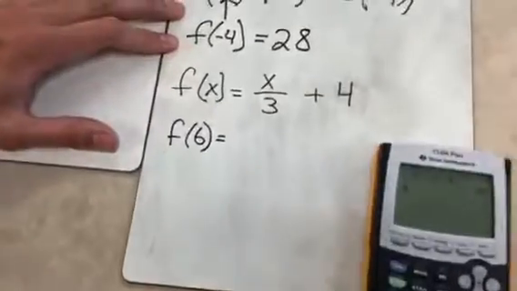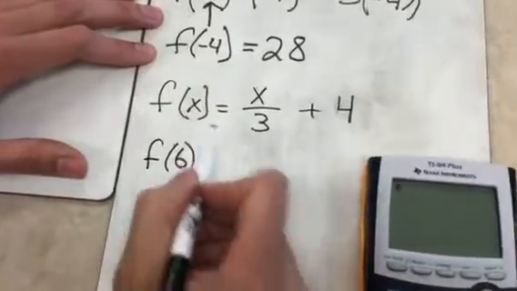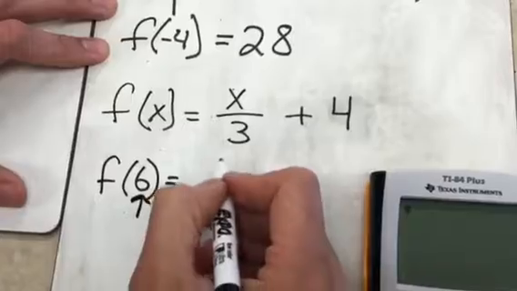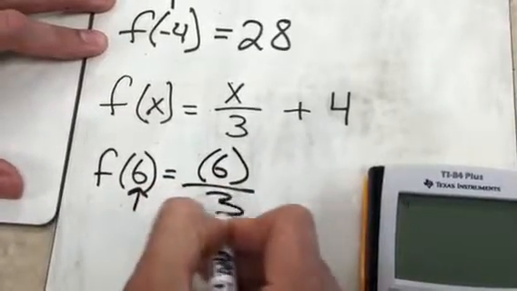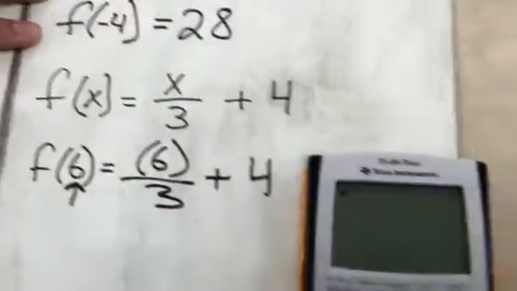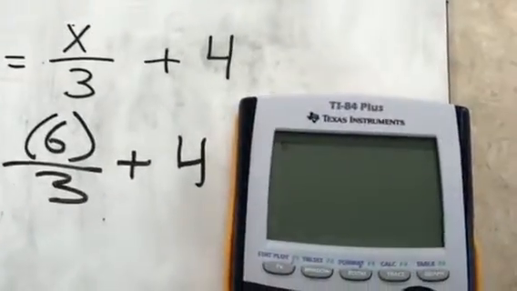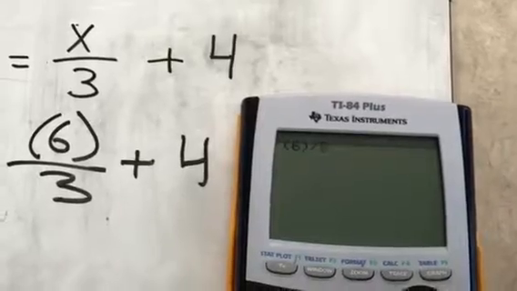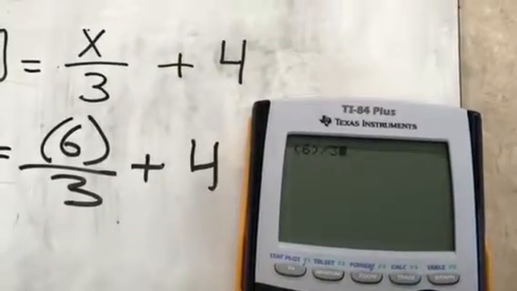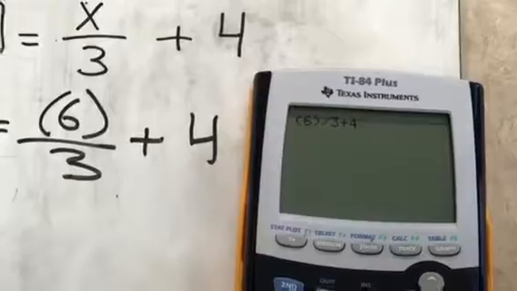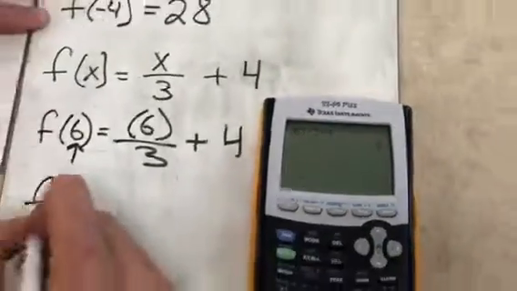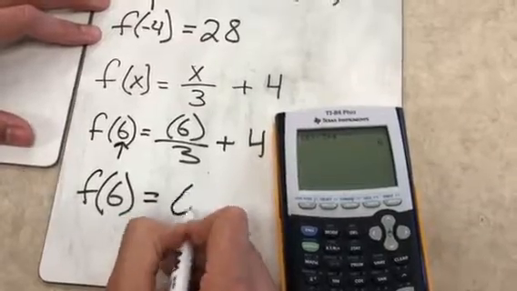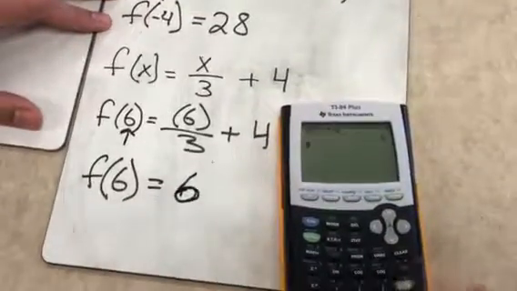All right, one last one. We're going to do this really quick. I'm going to figure out what my output is for the input of 6, and I substitute 6 in for my x. And in my parentheses, I put the right side of my equation. I divide by 3, and then add 4, and boom. So this tells me for the input of 6, my output is 6 as well.